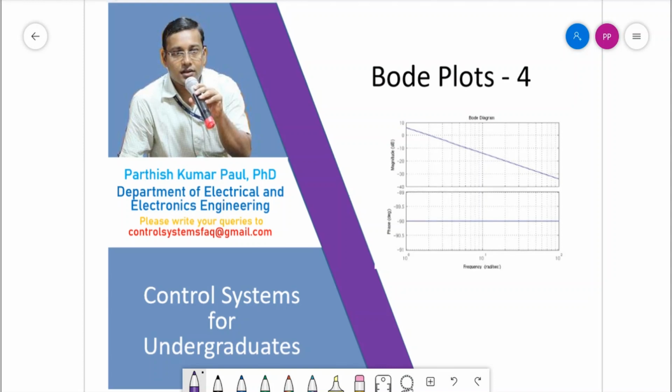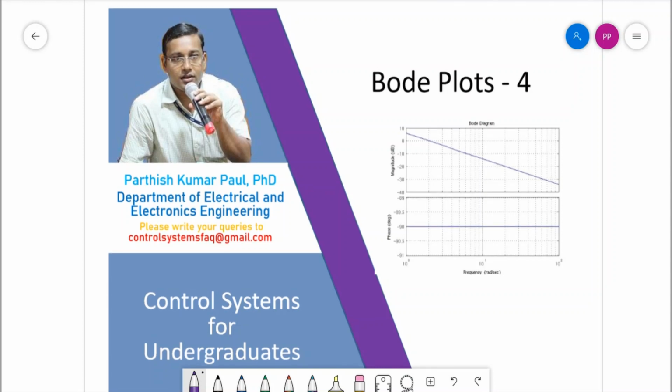In this sequence we will be discussing a few more simple Bode Plot techniques. Then we will discuss a problem on Bode Plots.